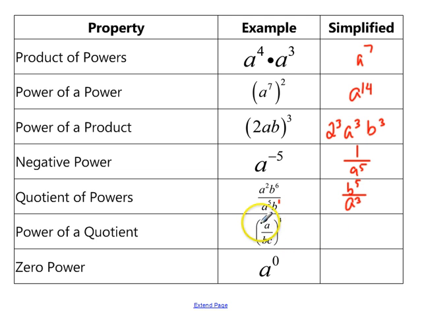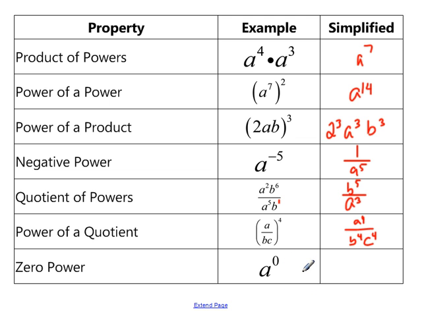Power of a quotient. When you have a fraction inside parentheses and that's all raised to an exponent, we're going to take that exponent and distribute it to each term inside. It's kind of like the power of a product where you distribute that exponent to each term. So we're going to have a to the 4th over b to the 4th times c to the 4th.